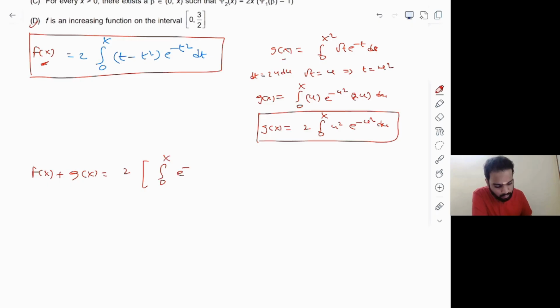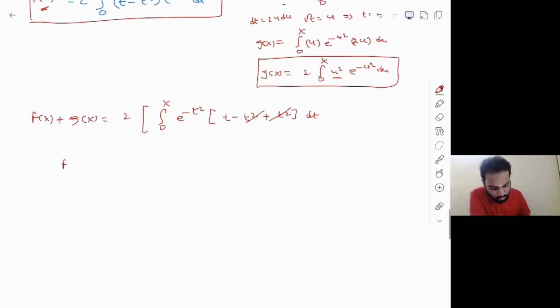You can take e power minus t square also common, and the remaining part will be t minus t square, and here plus t square. The u square you can change the variable, right? u square is the same as t square because I'm changing the variable when adding. So clearly this t square gets cancelled. So finally what we have is simple: f of x plus g of x is equal to 2 into integral 0 to x of e to the power of minus t square times t dt.